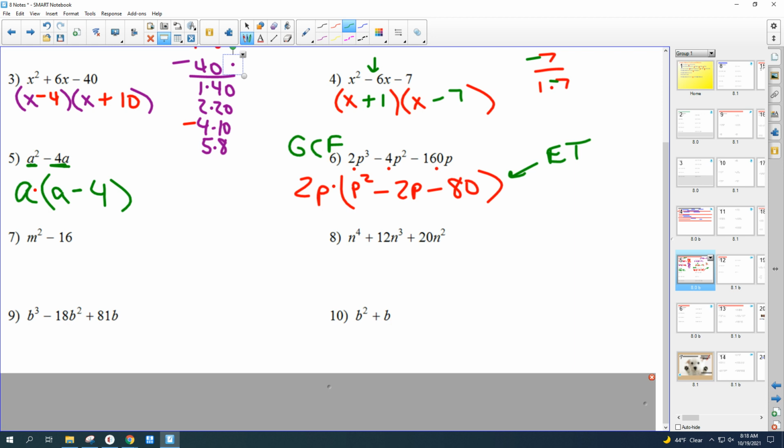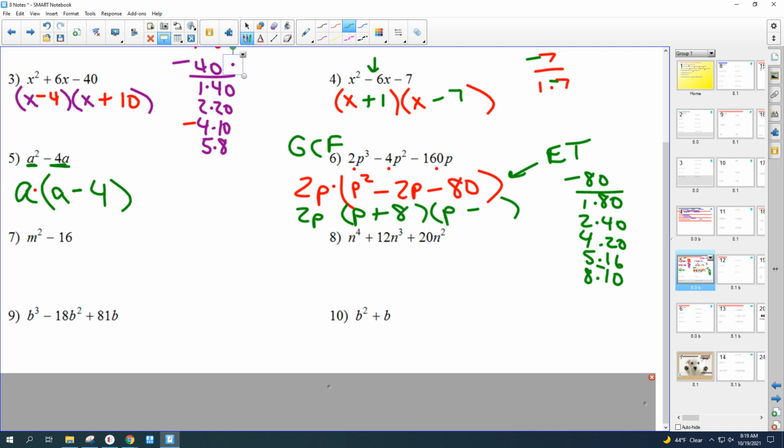Okay, so we've got this 2p in the front, but now I'm going to have to change this using my easy trinomial method. There's a p and a p. I need 2 numbers to multiply to 80. Sometimes you just see it. Sometimes you don't have to write these numbers down, but whenever you get stuck, write them down. 5 and 16, 6 doesn't work, 7 doesn't work, 8 and 10. That's it. Okay. So they have to multiply to a negative, which means one of the numbers is negative. They're going to add up to negative 2. That means this one, negative 10. Plus 8, minus 10. Got it.